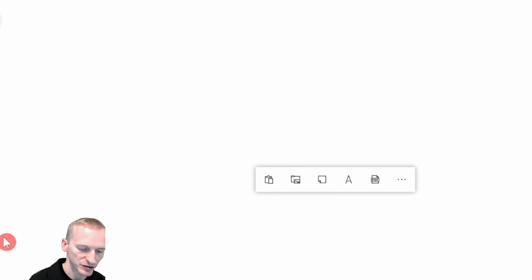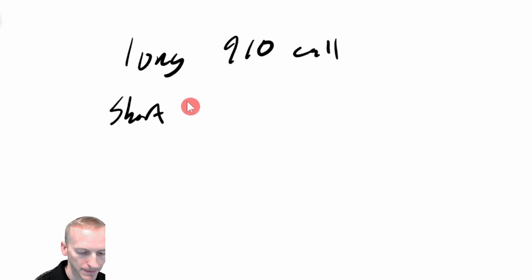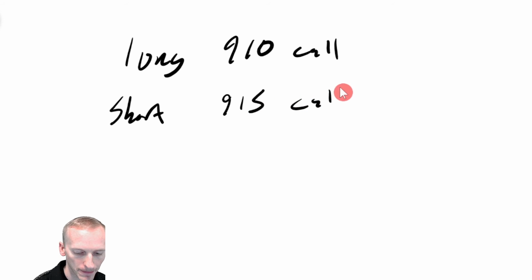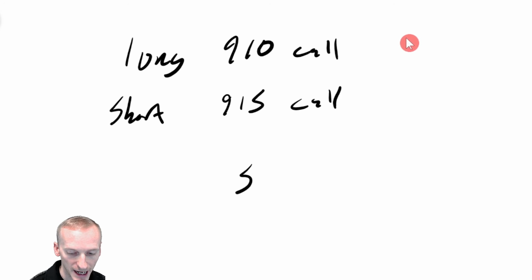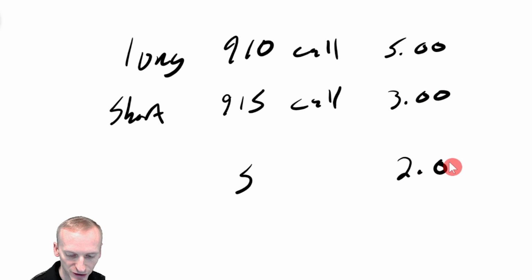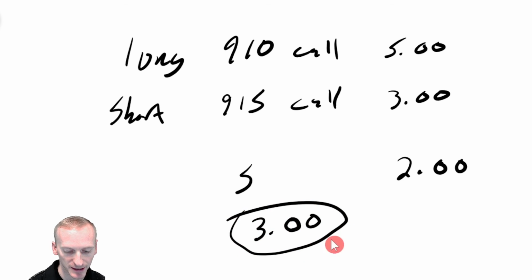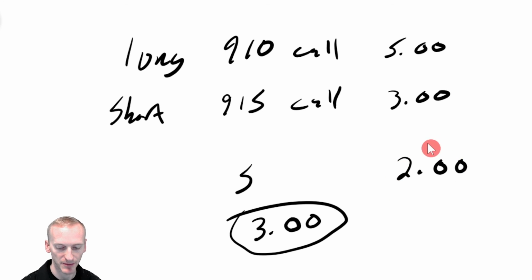Now let's look at a debit spread as just the opposite. So say that you are long a 910 call and short a 915 call. And this is still a 5-point wide spread. You paid $5 for the 910 call, and you sold the 915 call for $3. So the difference between that is $2, and you take the 5-point wide spread minus the debit paid, or $3. And this gives you your max profit of $3, and your max loss is the debit paid, or $2.